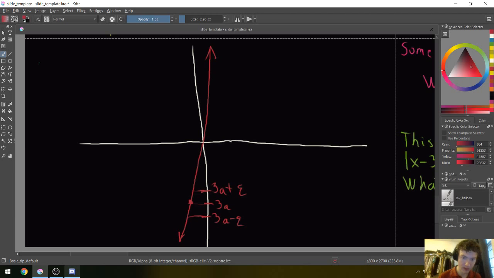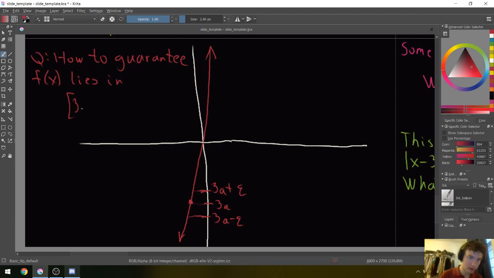So the question we're trying to solve is: how to guarantee that it lies in that bound? How to guarantee f of x lies in this interval, which is 3a minus epsilon, 3a plus epsilon. Okay, so is the statement of the question clear?